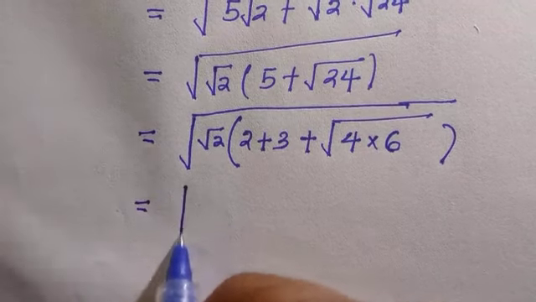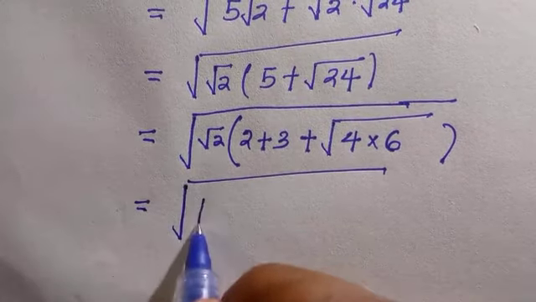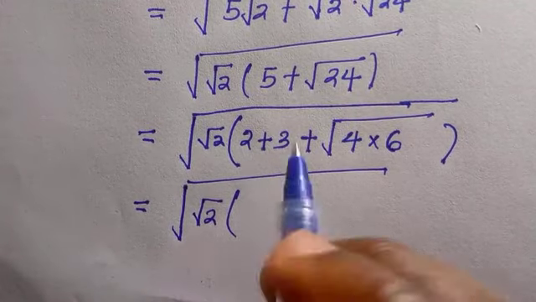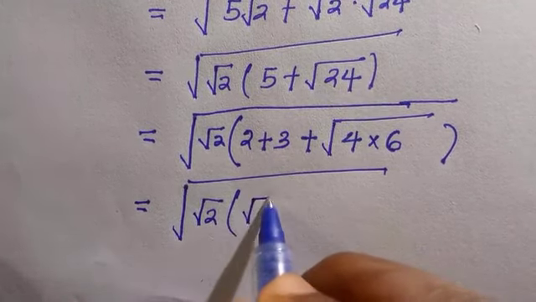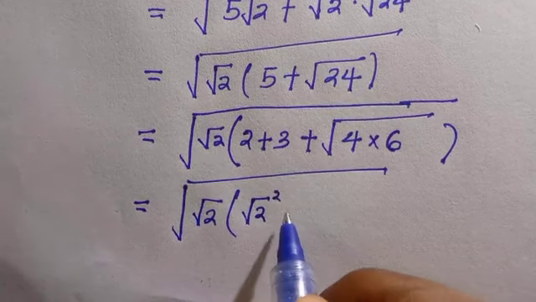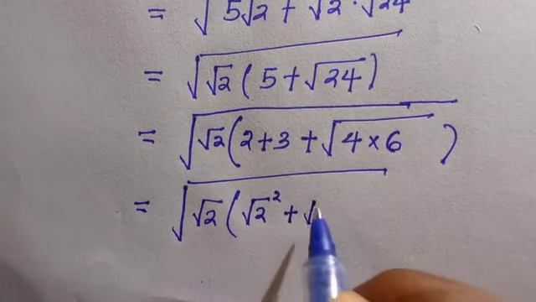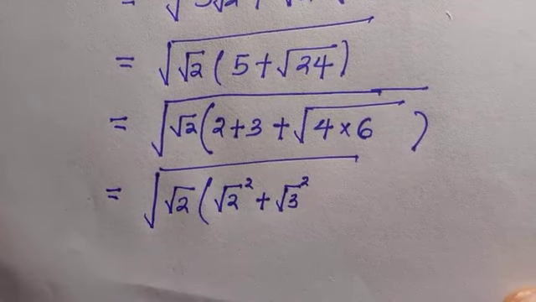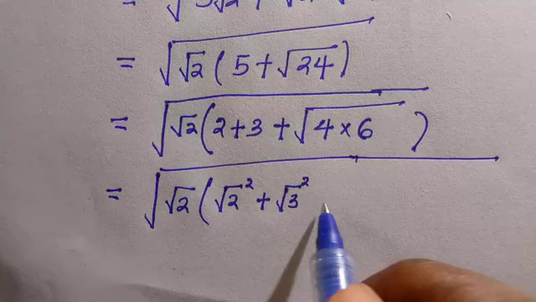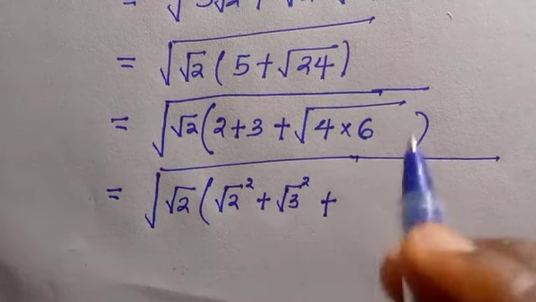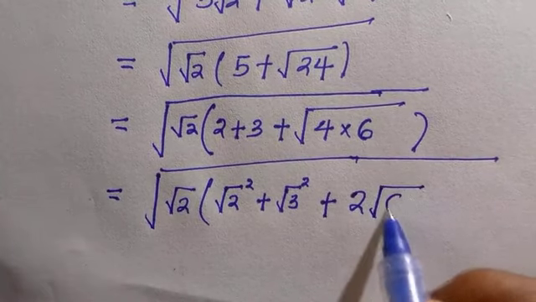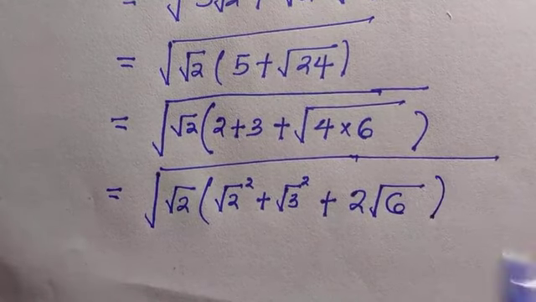So therefore, we have the general root of root 2 bracket, and this 2, I can change it to root 2 all raised to power 2, which is still 2, plus for the 3 as well, we have root 3 raised to power 2. So both of them still give 2 plus 3. And while for this, 4 is a perfect square, then we can have this as 2 root 6. Then we close the bracket.